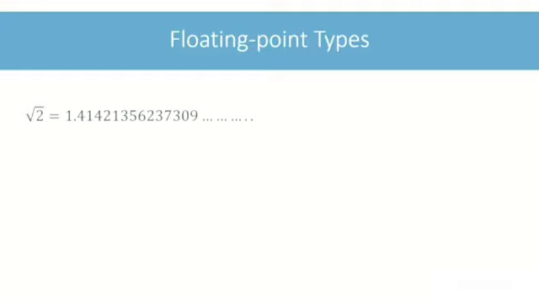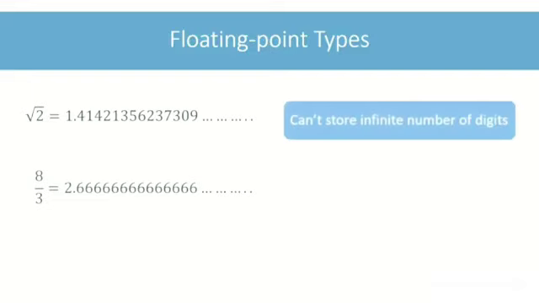1.41421356237309. The digits after the decimal just go on, they never stop. Similarly, take 8 divided by 3. The result is 2.66666 and an infinite number of 6 after the decimal point. We can't store infinite number of digits. After all, the computer memory is limited. So what do we do?